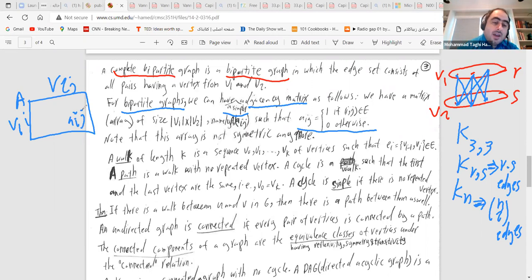However, note that the adjacency matrix for the whole graph was symmetric. It means that A_ij was equal to A_ji. But here, the vertex sets here and here are different, so this matrix is not necessarily symmetric. The adjacency matrix of a general graph is symmetric, namely A_ij is equal to A_ji, but that is not the case for a bipartite graph.